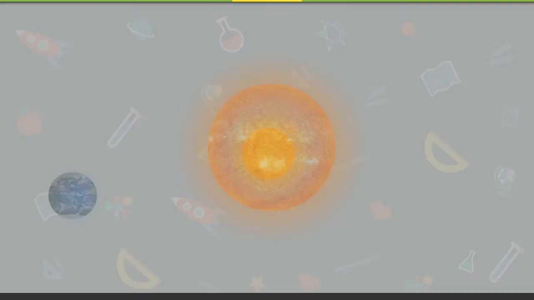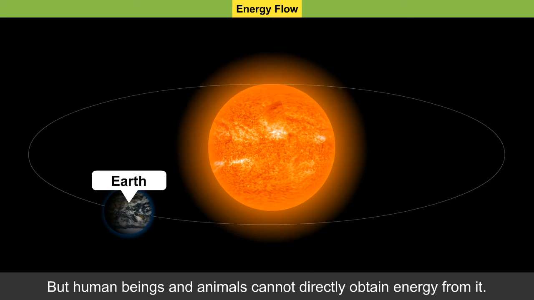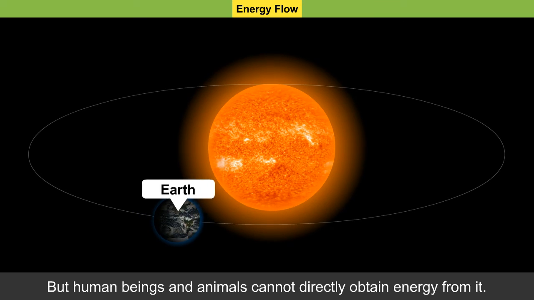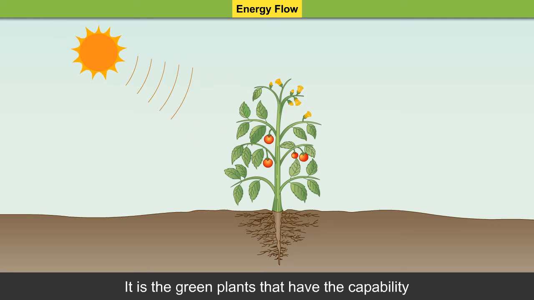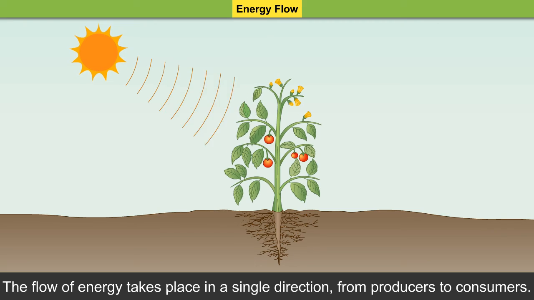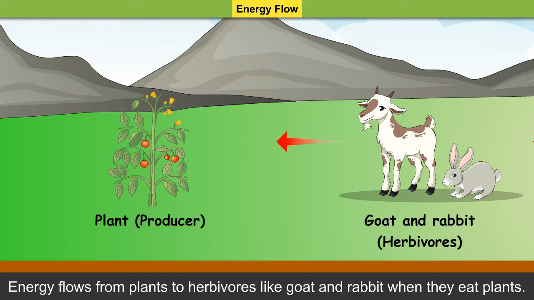Energy flow. Sun is the sole source of energy on the earth, but human beings and animals cannot directly obtain energy from it. It is the green plants that have the capability to convert the sun's energy into usable form. The flow of energy takes place in a single direction, from producers to consumers. Energy flows from plants to herbivores like goat and rabbit when they eat plants.